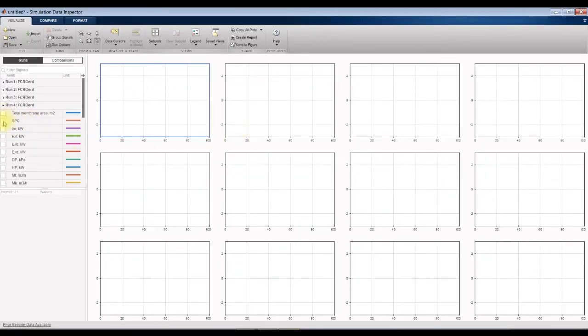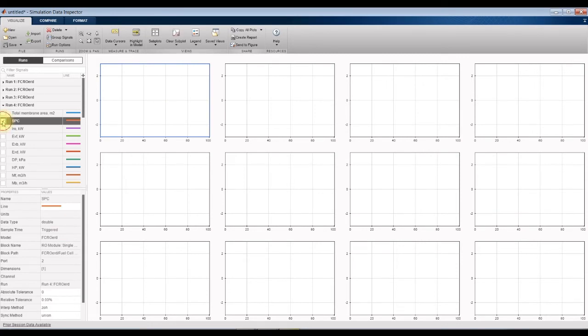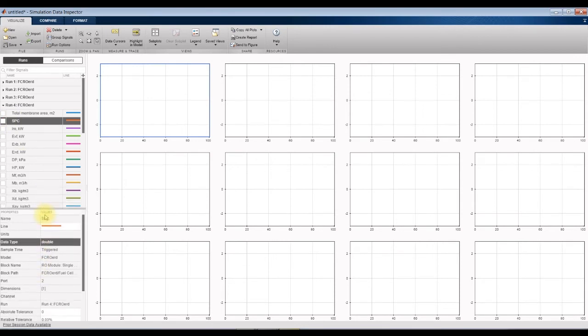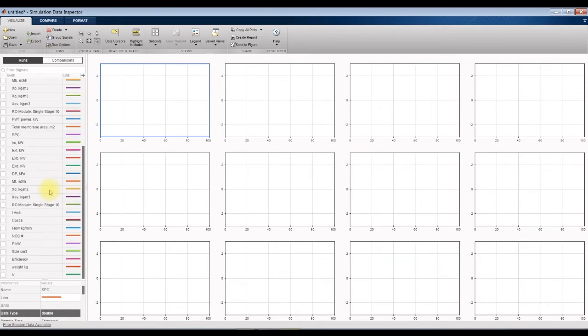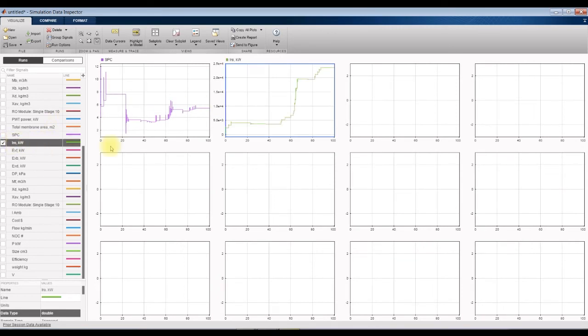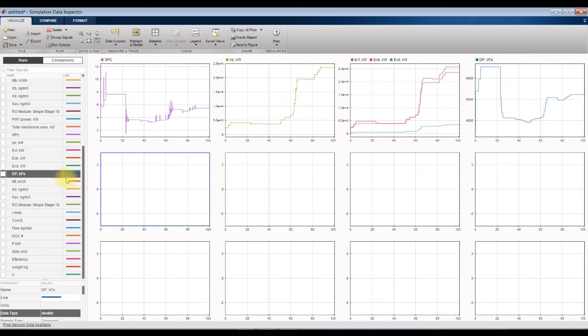Okay, as you can see here, this is the specific power consumption. Specific power consumption is fluctuating because of increasing and decreasing the number of elements against the total product. This is the total exergy destruction rate, exergy of the feed, exergy of the brine, exergy of the distillate. This is the pressure difference, increasing and decreasing, feed mass flow rate.